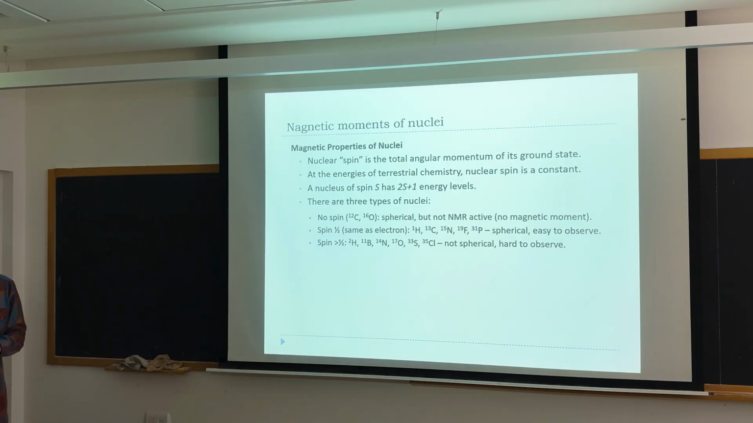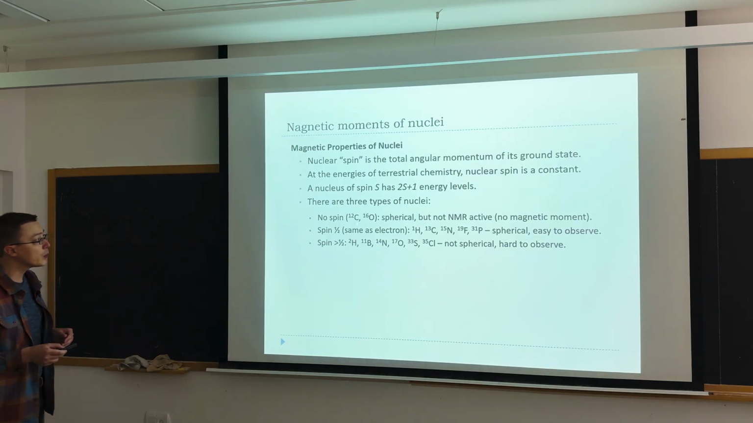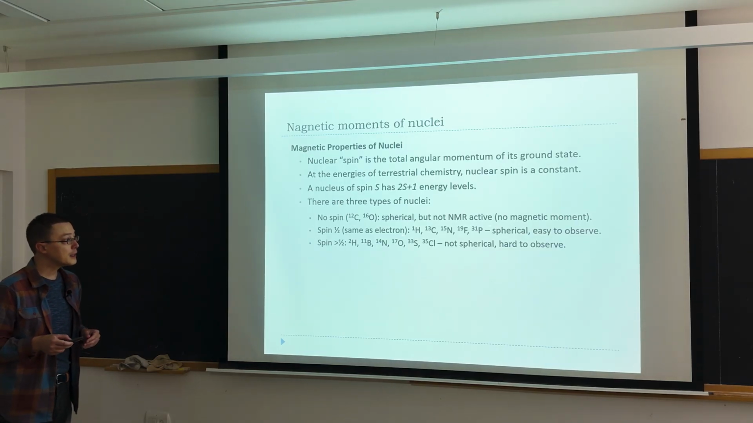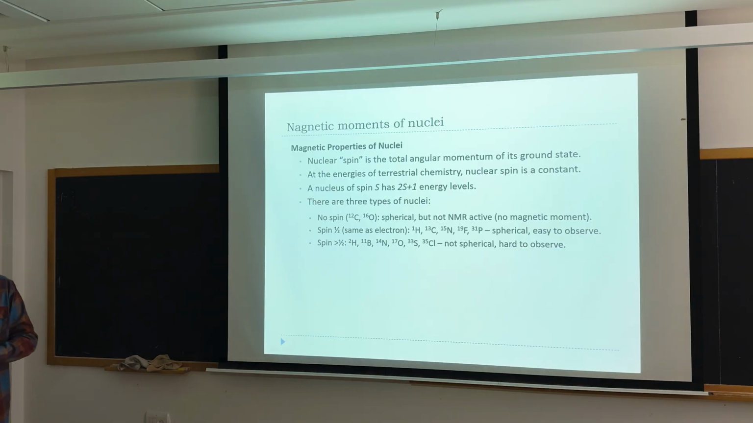And there are, broadly speaking, three types of nuclei out there. There are spherical nuclei with 0 spin, like carbon-12 and oxygen-16. They are not NMR active because they don't have a magnetic moment. There are spherical nuclei with spin half, and these are the most popular magnetic resonance nuclei, like carbon-13 and nitrogen-15. Phosphorus, if you are into nucleic acids and catalysts and so on.